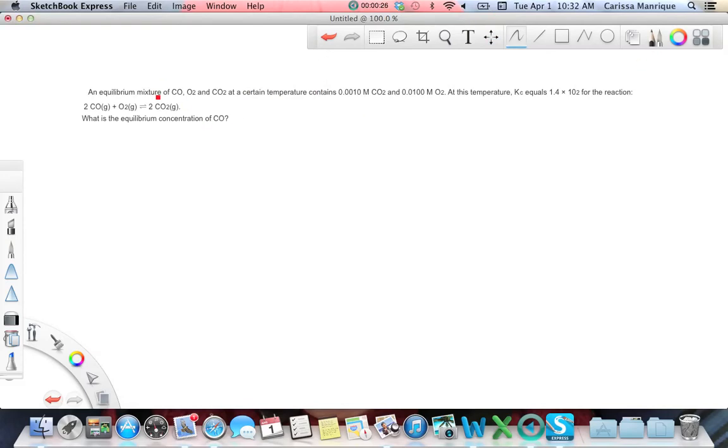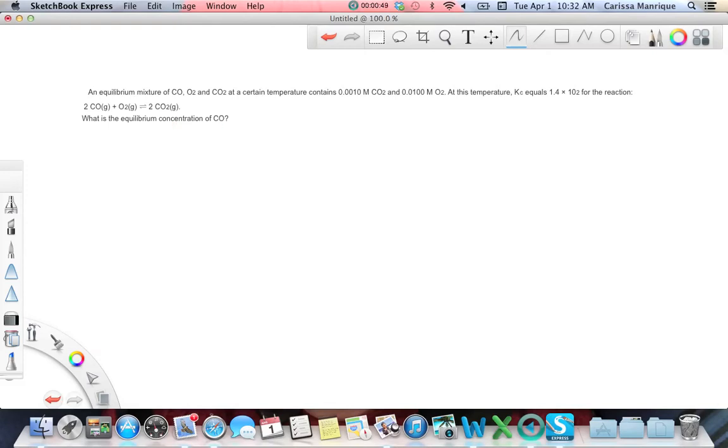It says at equilibrium, you have a mixture of CO, O2, and CO2 at a certain temperature that contains 0.001 molar CO2 and 0.01 molar O2 at this temperature. Kc equals 1.4 times 10 to the 2 for this reaction. Then here is the actual reaction. And it says, what is the equilibrium concentration of CO?